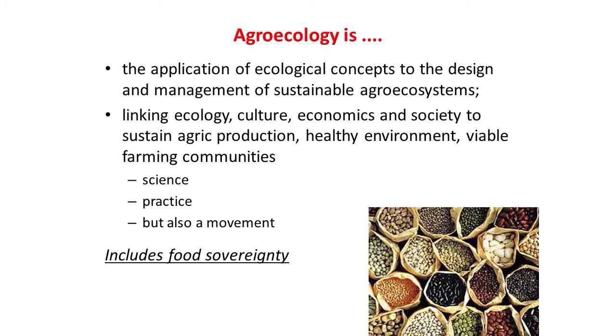So what is agroecology? It's the application of ecological concepts to the design and management of sustainable agroecosystems. It's about linking ecology, culture, economics and society to sustainable agriculture, to healthy environments and viable farming communities. It involves science, involves practices on the farm, and involves also a movement because it includes, most importantly, food sovereignty: the right of farmers and communities to control and determine their own food supply and their own production systems. This is an important part of agroecology.